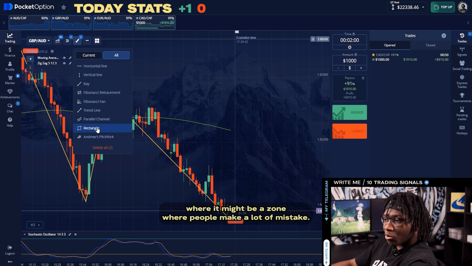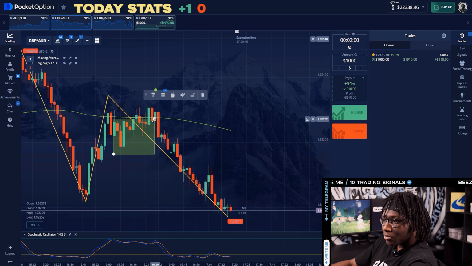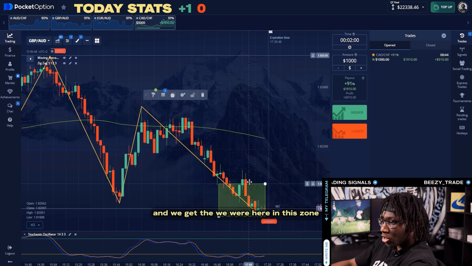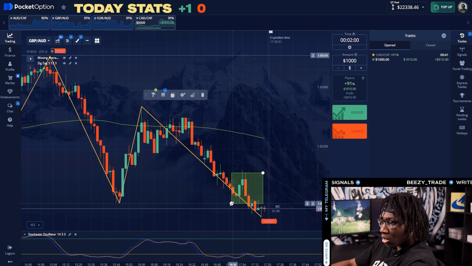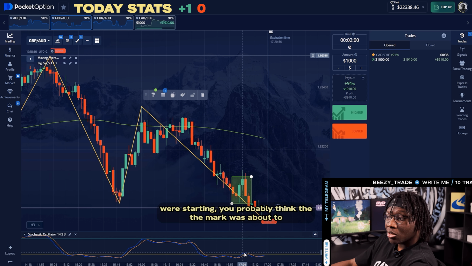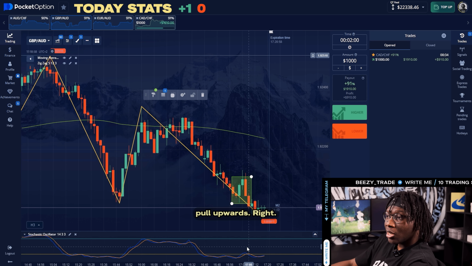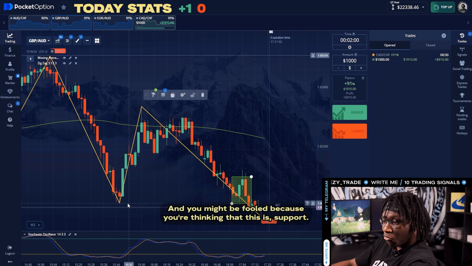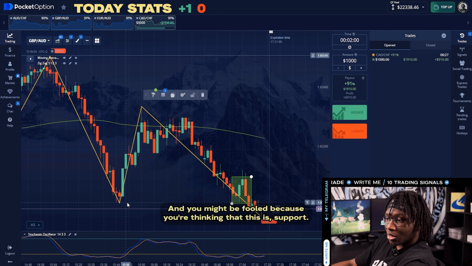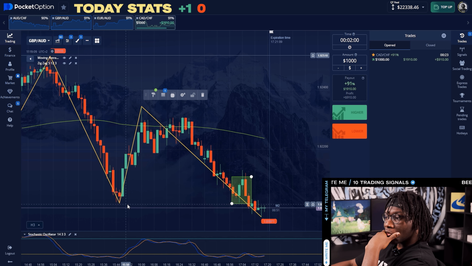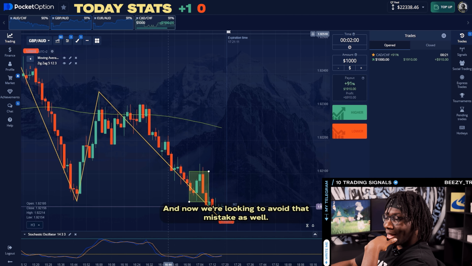where it might be a zone where people make a lot of mistakes. Because if you were here in this zone, right when these first two candles were starting, you probably think that the market is about to pull upwards, right? And then the market continues in that direction. You might be fooled because you're thinking that this is support right here and that the candle was going to bounce off of it. That would be a terrible mistake. And now we're looking to avoid that mistake as well.